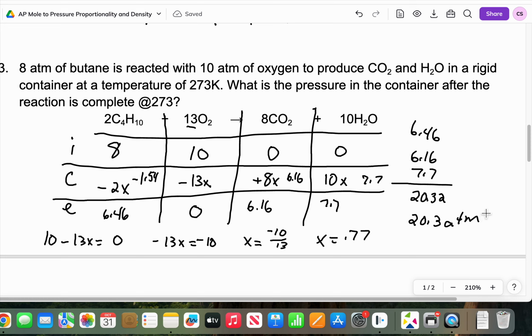Okay, that's it on this video. Take a look at those ICE tables. They can be tough. You might have to go through this more than once.